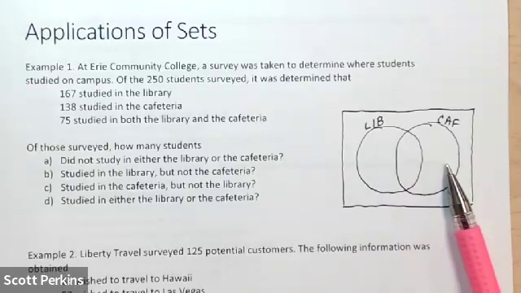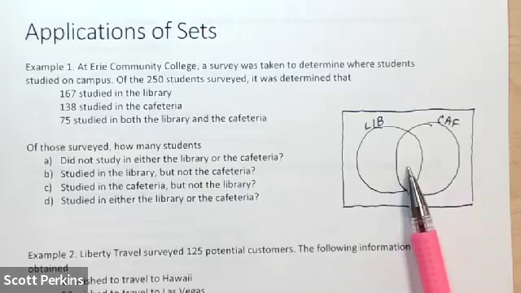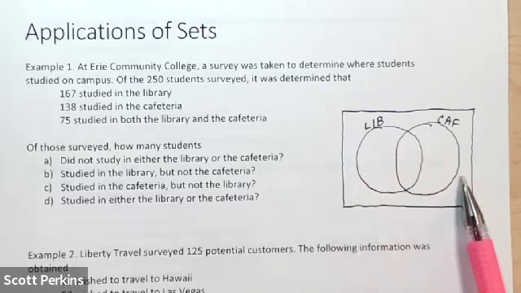Only in the cafeteria, or cafeteria, but not the library. This middle part, how would you describe that? That's the intersection. That's both. And then we've got our universe, which is students who studied somewhere else. Okay, so we're going to now put the appropriate number in the appropriate place.